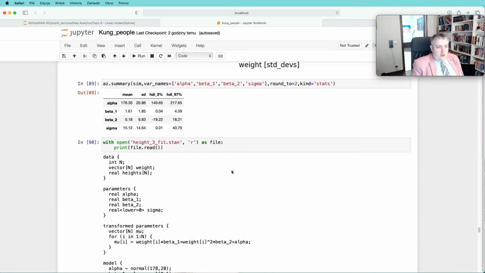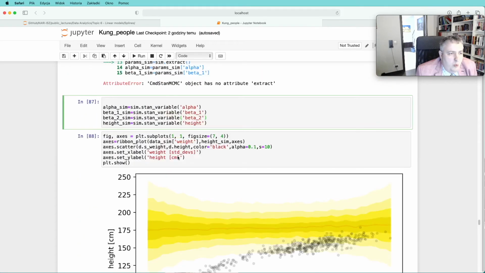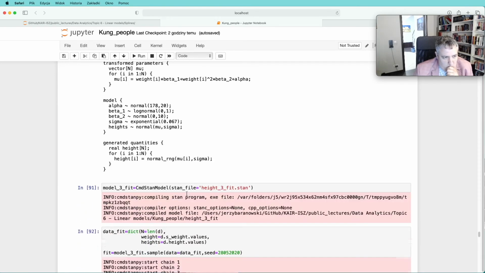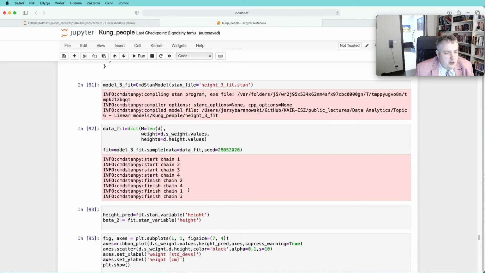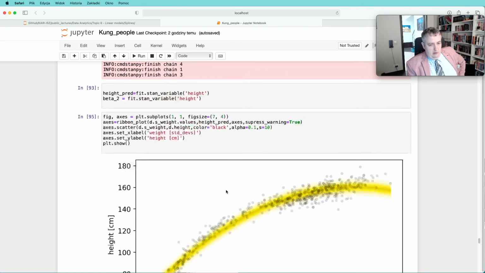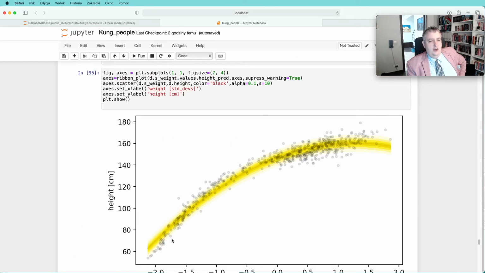So setting the actual model, the change is generally very small. We just add the beta 2 parameter, and we are adding the square of weights, which we compute using a for loop in the transformed parameters. We compile it, we generate data, fit, and we predict the height and the coefficients using our model.